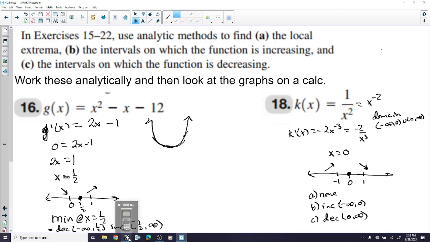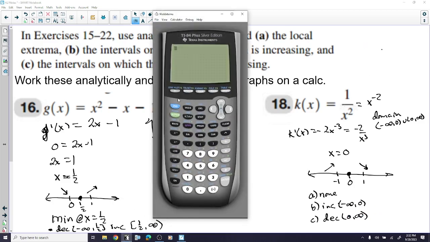So if we look at the graph here, 1 divided by x squared, we notice that there is a vertical asymptote. So increasing, vertical asymptote, and then when you get to the other side of the vertical asymptote, this function is decreasing.